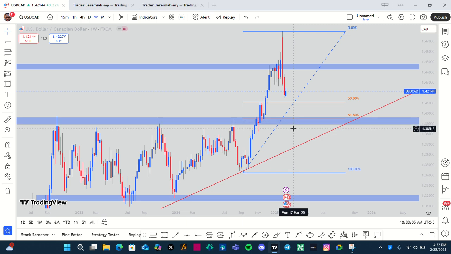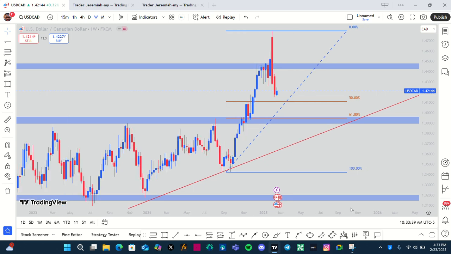And this also aligns with what DXY is doing, like I said earlier. DXY and USD CAD are almost the same thing. They move in almost the same direction because they are USD pairs. This DXY is the index of the US dollar, basically the US dollar. And with USD CAD, as you can see, USD is the base currency. So the USD-based pairs are currently retracing to the downside.